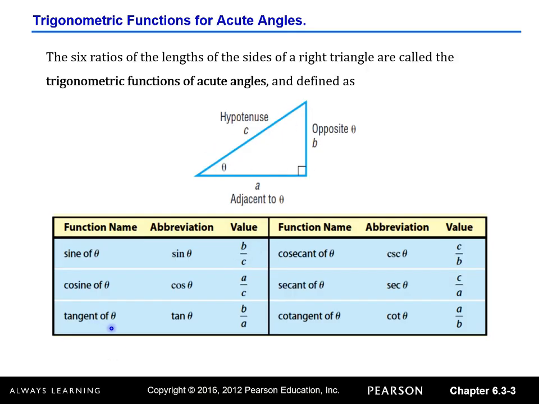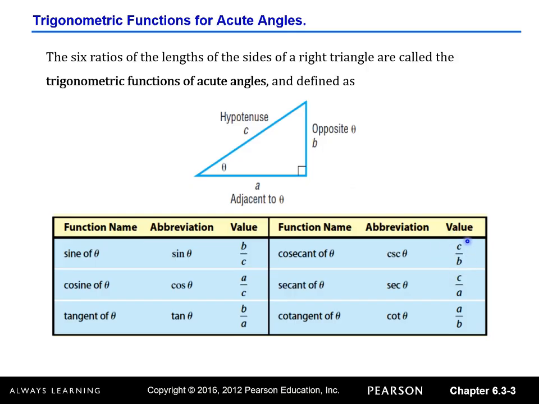And then for tangent theta, the abbreviation is tan theta. That is defined as opposite over adjacent, which is B over A. So these are the 3 basic trigonometric functions. And these are the other trigonometric functions, which is cosecant theta, or you can write this as csc theta. This is defined as hypotenuse over the opposite, or C over B.